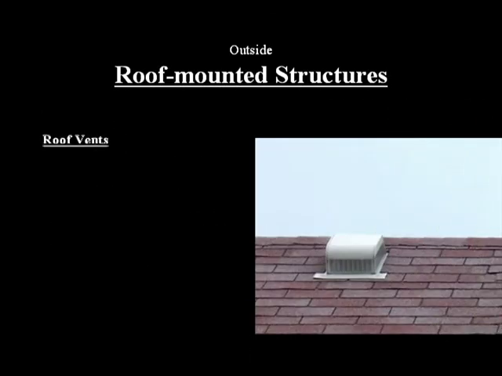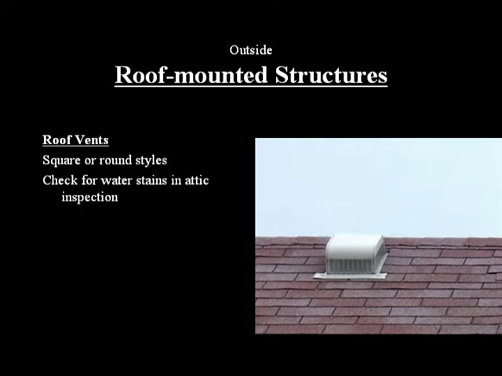Along the ridge you may also see roof vents. These come in round and square styles. We'll check for water stains during our attic inspection, and if we find any, we'll correct the problem with an asphalt, cement, or caulk.